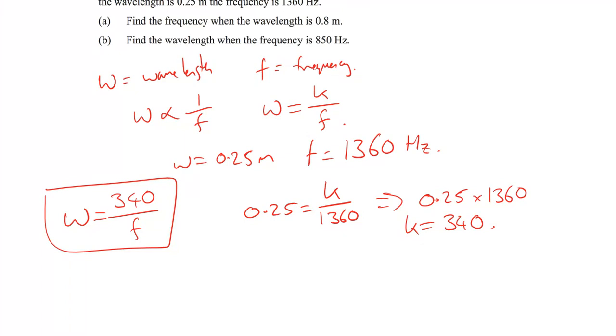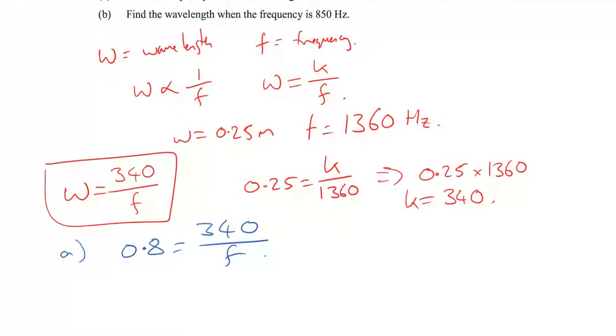So A, find the frequency if the wavelength is 0.8. Well, let's put in 0.8 as our wavelength and try to solve this equation. If I multiply both sides by F and then divide by 0.8, I'm going to be left with F is equal to 340 divided by 0.8. And if I work that out, I'm going to get F is equal to 425 hertz.